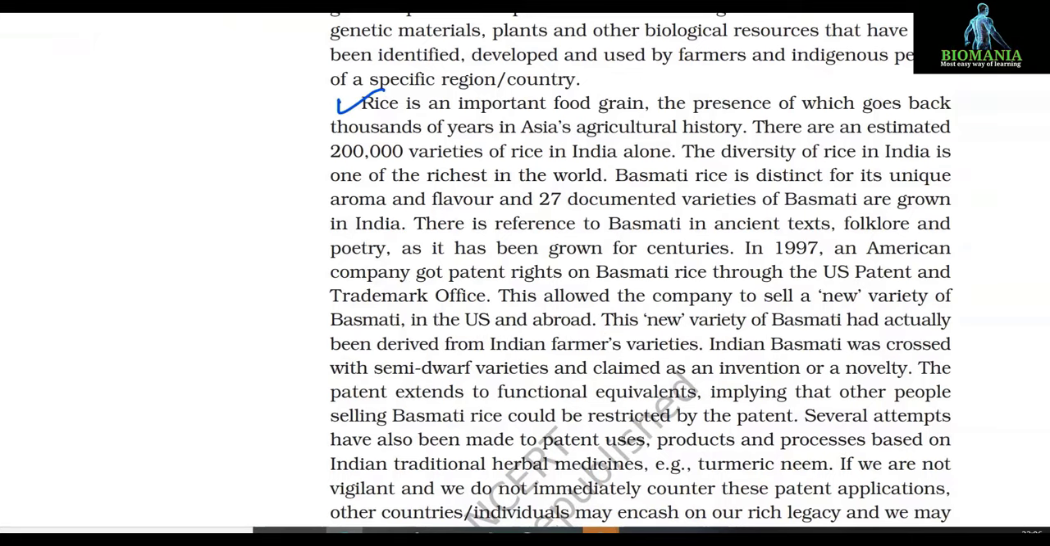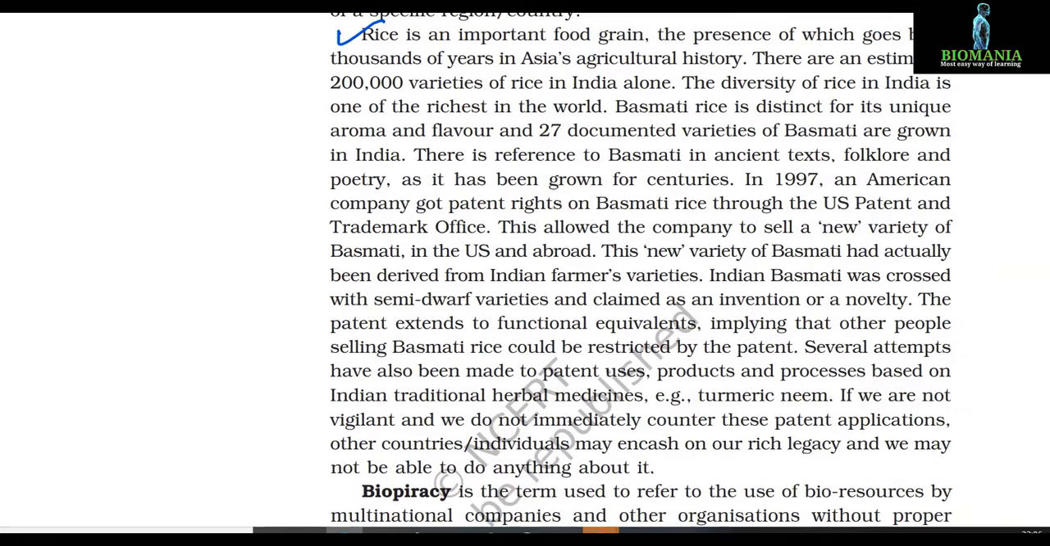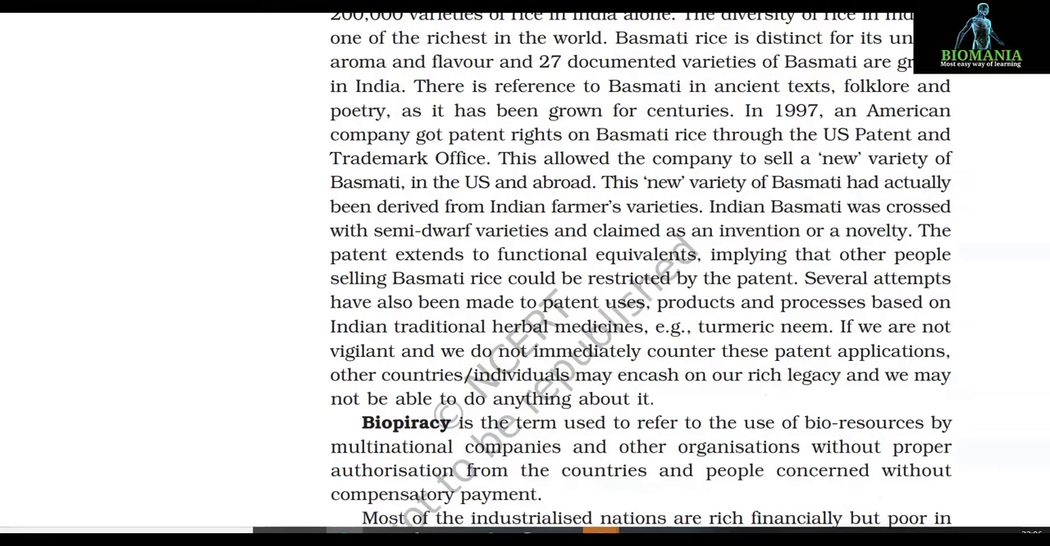Rice is an important food grain, the presence of which goes back thousands of years in Asia's agriculture history. There are an estimated 200,000 varieties of rice in India alone. The diversity of rice in India is one of the richest in the world. Basmati rice is distinct for its unique aroma and flavor, and 27 documented varieties of basmati are grown in India. There is reference to basmati in ancient text, folklore and poetry as it has been grown for centuries.